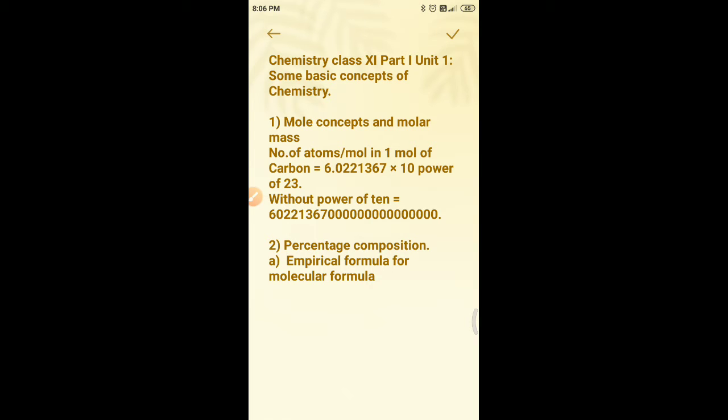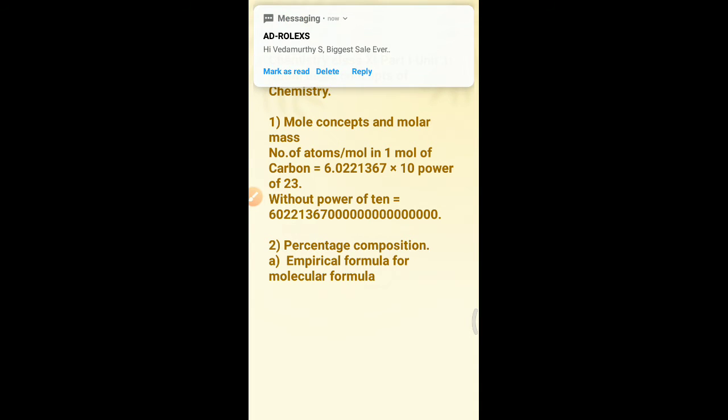Having defined the mole, it is easier to know the mass of a mole of a substance or its constituent entities. What is molar mass? The mass of 1 mole of a substance in grams is called its molar mass. The molar mass in grams is numerically equal to the atomic, molecular or formula mass in u. The molar mass of water is 18.02 gram per mole, and the molar mass of sodium chloride is 58.5 gram per mole.